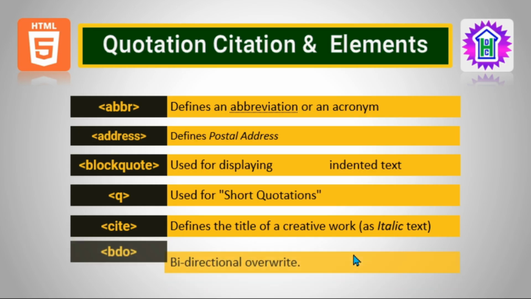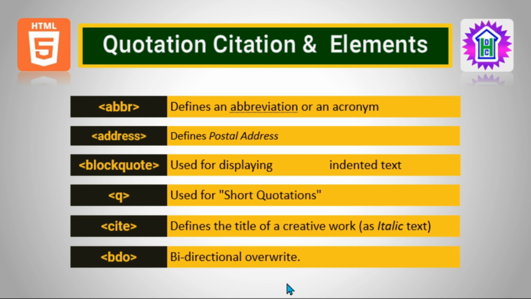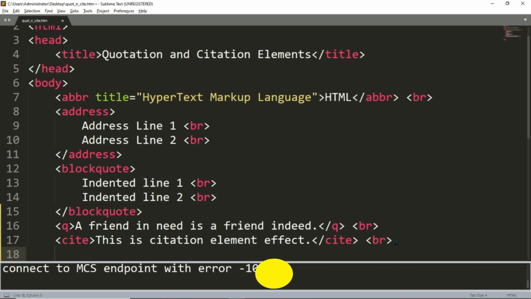The last one is BDO or bi-directional override. This element is used to write from left to right, which is default, and also right to left. Suppose if I want to write Arabic in a website, I have to start from right and move towards left. For this we need to use the dir attribute, which stands for direction, to change the direction from right to left, and the value of the dir attribute should be set to RTL.